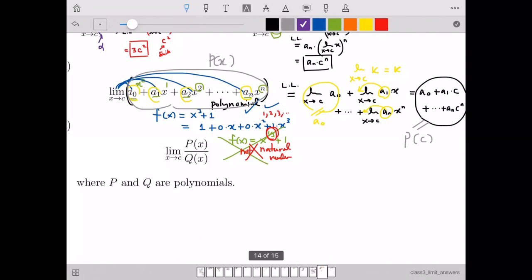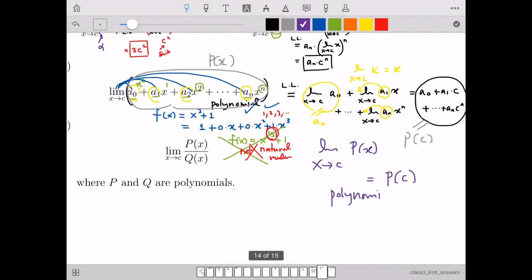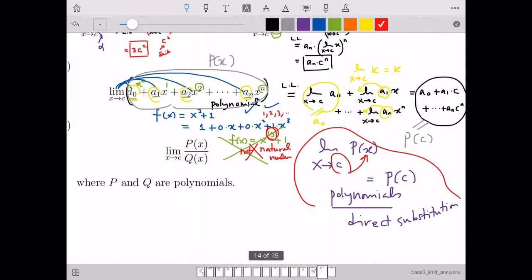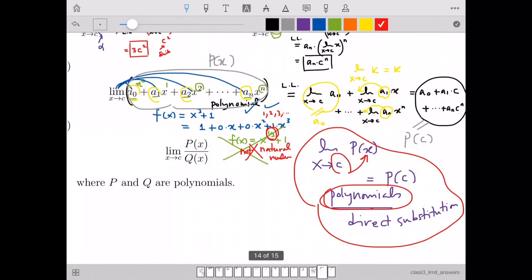So for a polynomial, the limit as x approaches c of p of x is p of c. For polynomials, we can do direct substitution to find the limit. We can just plug c into x to find its limit. For polynomials, direct substitution can be done.